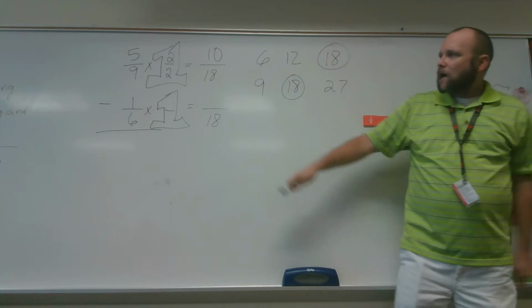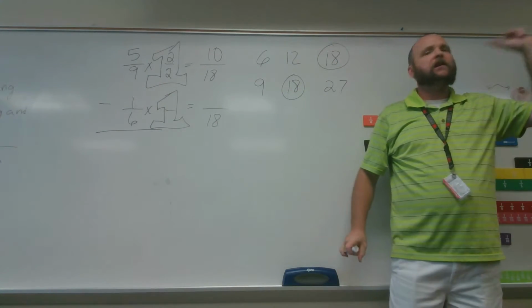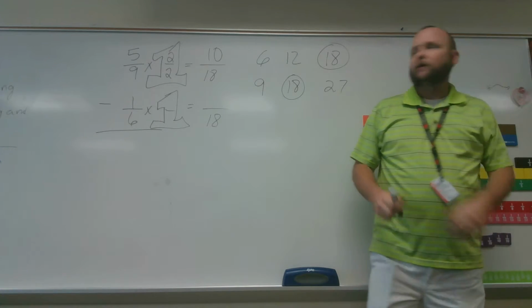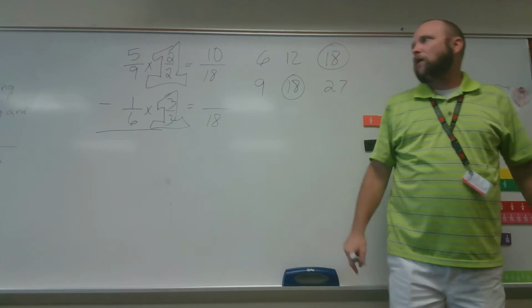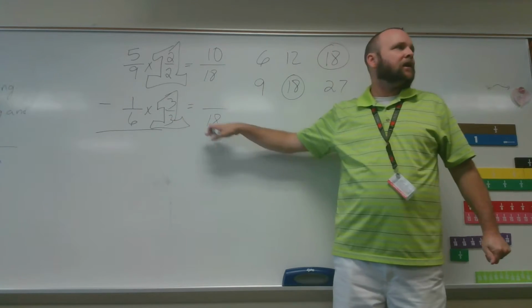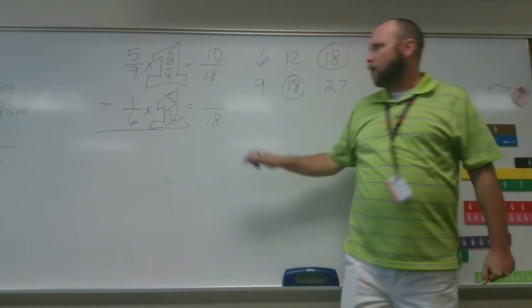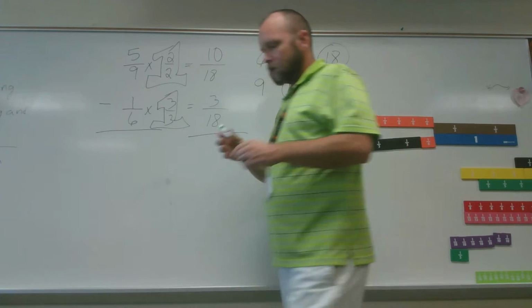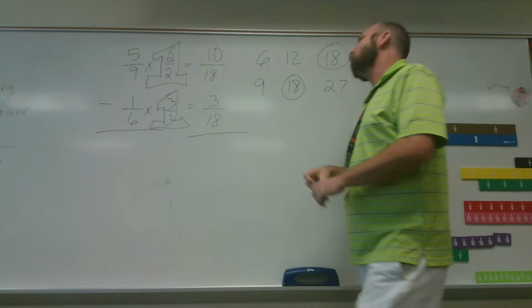So Hannah, I have 1/6. I need it to equal something over 18. So what fraction that equals 1 should I choose? 3 over 3. So I have 6 times 3 is 18. 1 times 3 is what, Hannah? 3. Good. So now I have 10/18 and 3/18. Christopher, what is my final answer? 7/18.